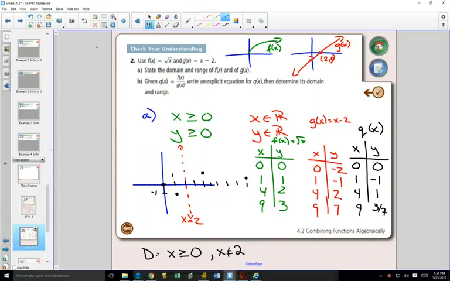Can you see that between 0 and 2 for the x values, your green graph's always positive, but between 0 and 2, your red graph is negative. A positive number divided by a negative number will always be negative. And so our graph in this section has to always be negative.